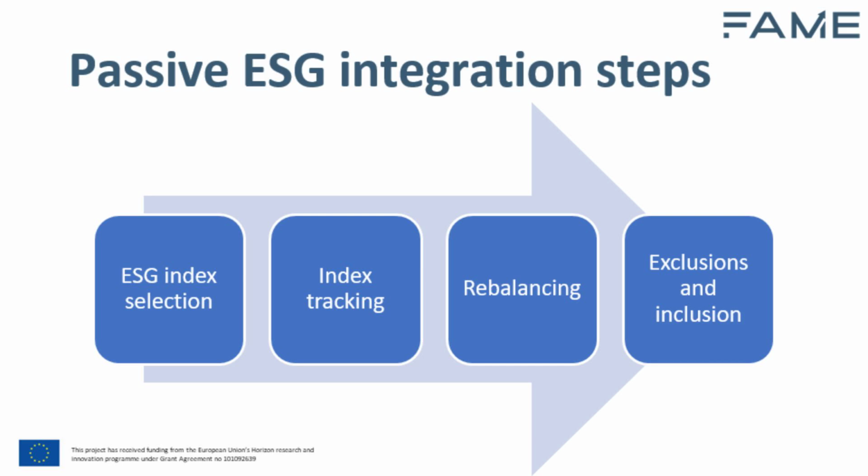2. Index tracking. Once an ESG index is selected, passive ESG integration involves tracking the index's performance. This is typically achieved through investing in a basket of securities that replicate the index composition. Passive ESG funds, including ETFs, exchange-traded funds, and index funds, are common investment vehicles used to achieve this.